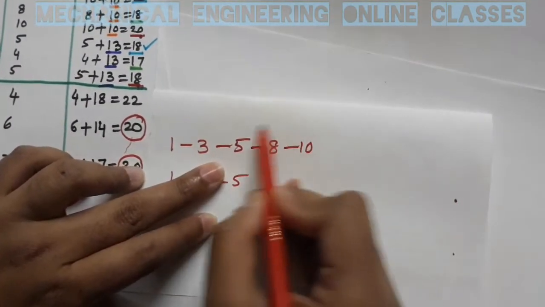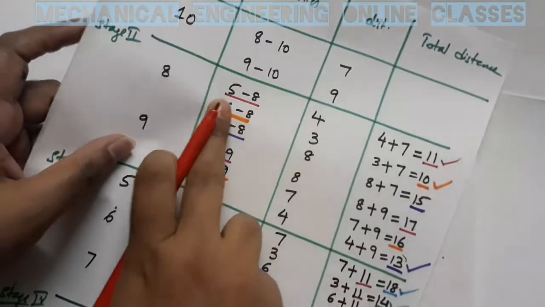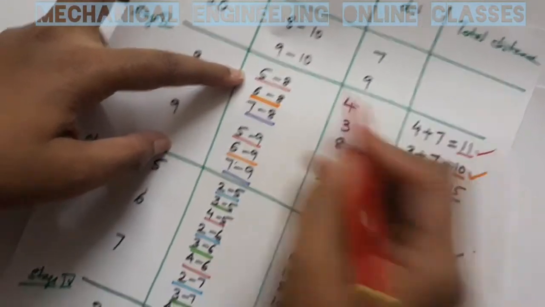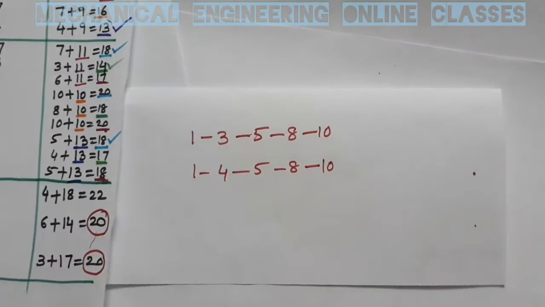Naturally, previously we have checked. From 5, I have to go to 8 for the minimum distance. Out of 11 and 17, 11 is minimum. So I am picking 5, 8, not 5, 9. So from 8, I have to go to 10.